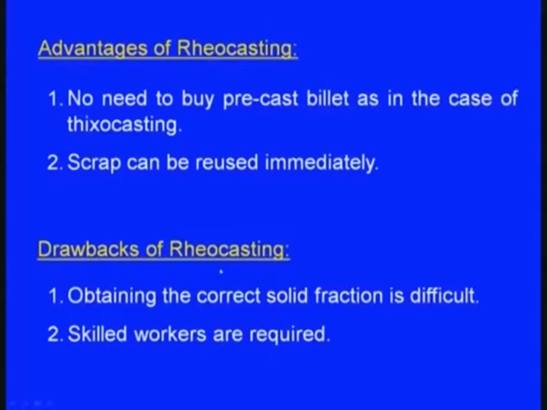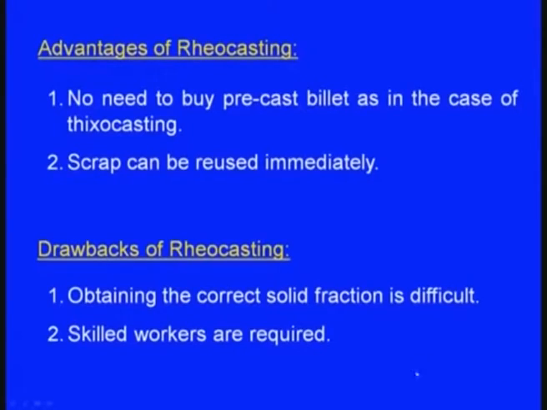Now, what are the drawbacks of Rheocasting? Obtaining the correct solid fraction is difficult. We have to control the temperature between the liquidus temperature and the solidus temperature. We have to get the required solid fraction. So, that requires skill. So, skilled workers are required.